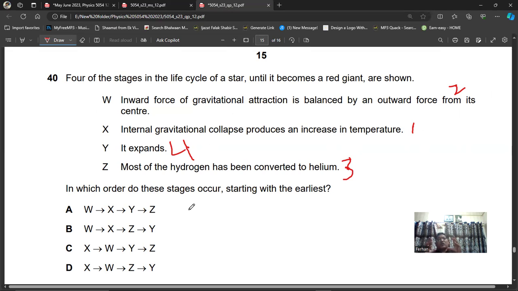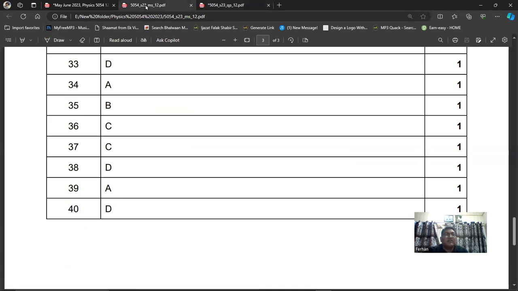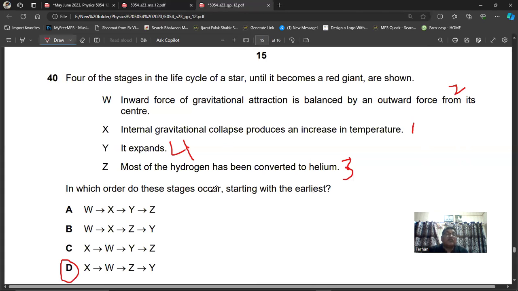So internal gravitational collapse produces an increase in the temperature. Inward force of gravitational attraction is balanced by an outward force from its center. When most of the hydrogen has been converted to helium, it starts to expand. So I think D looks the best option to me. Question number 40, let's check. Question number 40, D is the right option, sir.